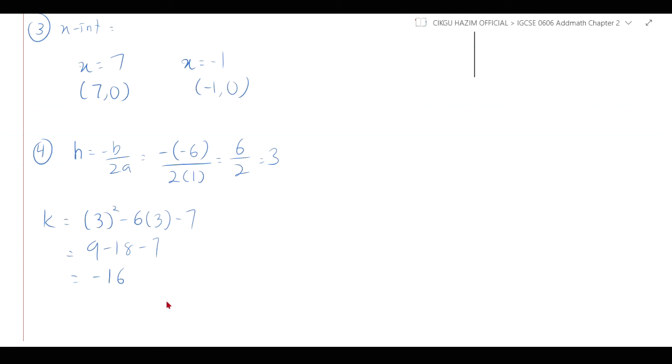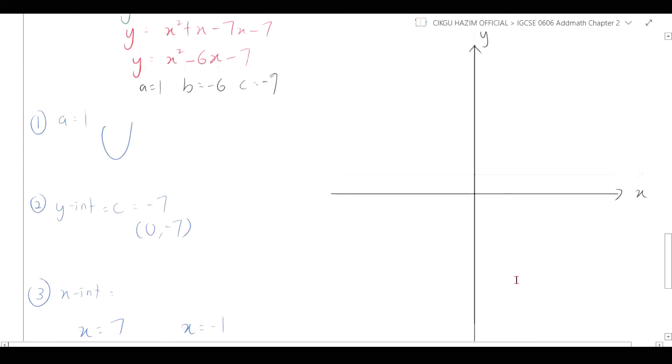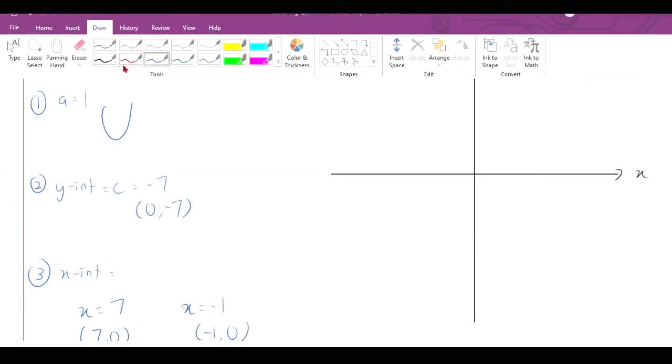So with that k value that you already found, it must be smiling, and the coordinate here is 3 and negative 16. So try to sketch everything and try to plot everything, but not draw yet. Okay, try to plot first. So maybe this thing is actually not that big, but don't worry. I'll try my best to draw as big as I can here.